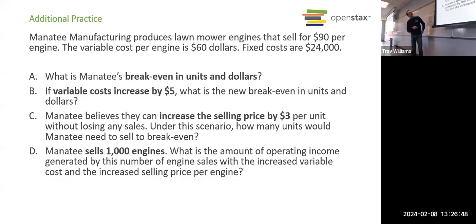Okay, very good. What are we at here? Oh, I remember this one. Okay, so this company produces lawnmower engines for $90 per engine. That's the sales price. Variable cost is $60. So what is the contribution margin per unit? 30, correct. And then it tells us the fixed costs, but they're hidden here, 24,000.